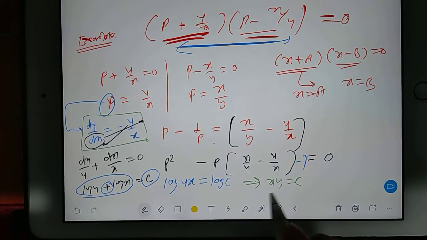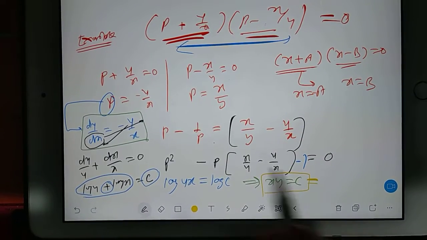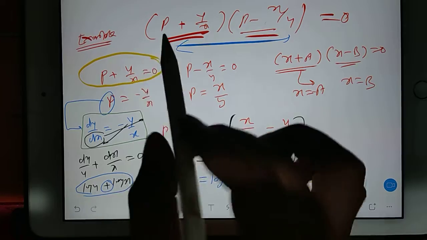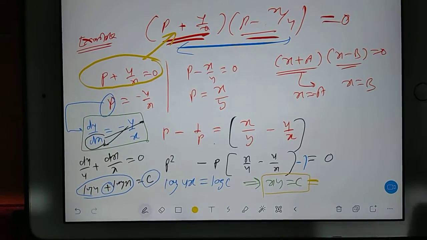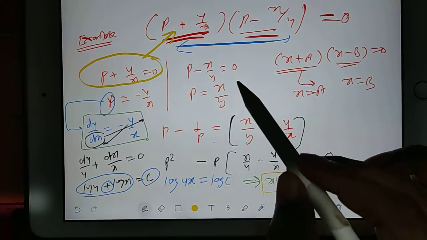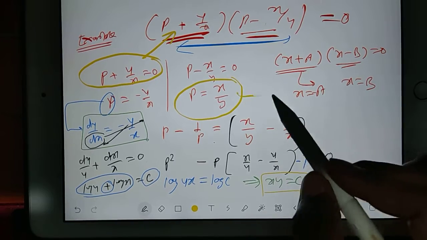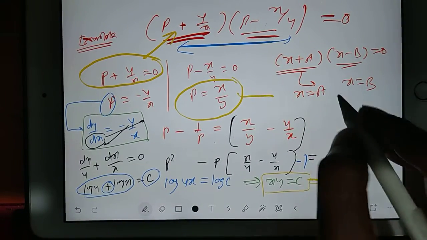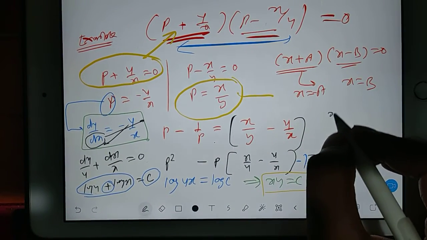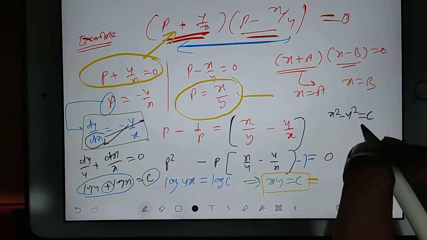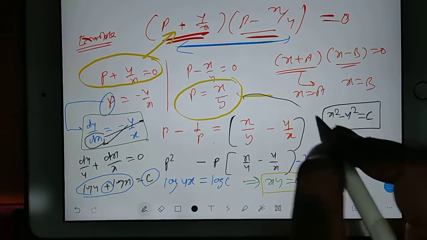Now this part, what you are getting here, this is the equation which I am getting after solving this part. Now this part is remaining to solve. When you solve this part, again you can go in the same way, you just try. So you'll be getting x square minus y square is equal to constant as your answer, if you consider this part.